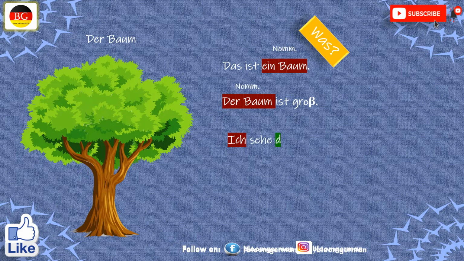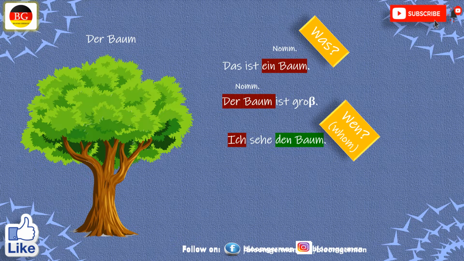He is not moving. Ich sehe den Baum. So, who is watching the tree? Ich. So, subject is always nominative in case. So, ich is nominative in case. And what am I watching? The den Baum. So, den Baum is accusative in case. Let's see one more example.